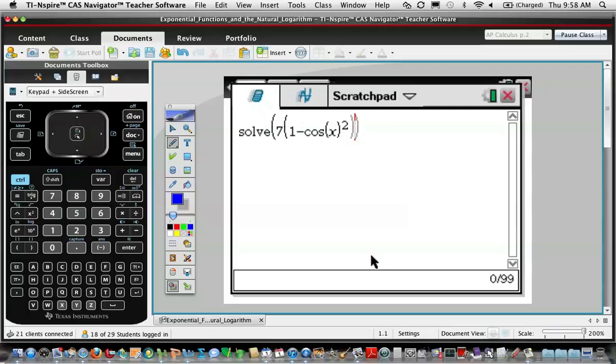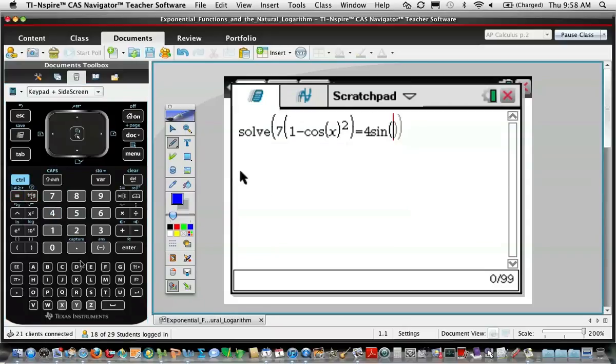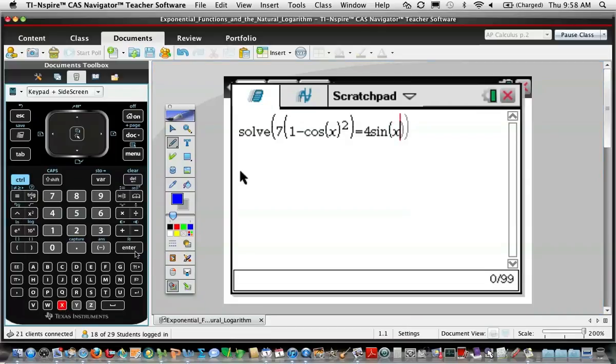Equals. So am I good? So now I needed my equals. 4 sine, and then 4 sine x plus 1. And I have to go outside the parenthesis. Plus 1. Okay, then I have to say comma x. I've got to tell it what I'm solving for. And then I'm going to close that right parenthesis on the solve, or just arrow past it.